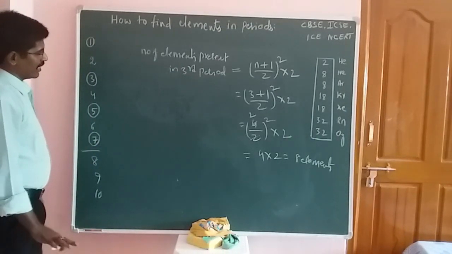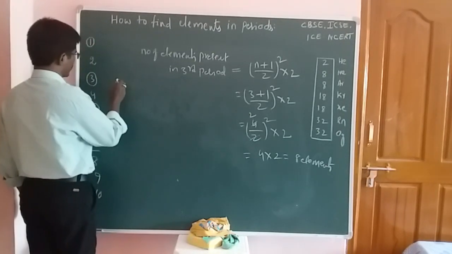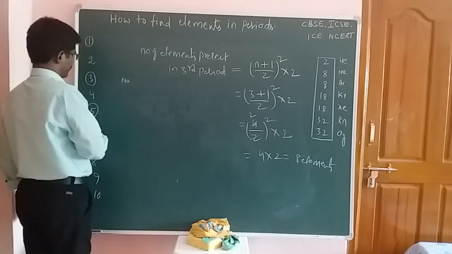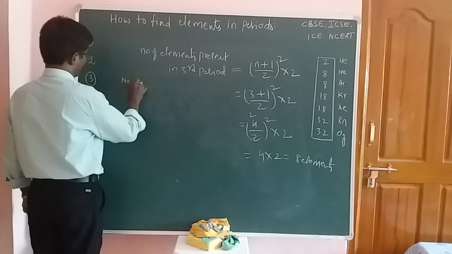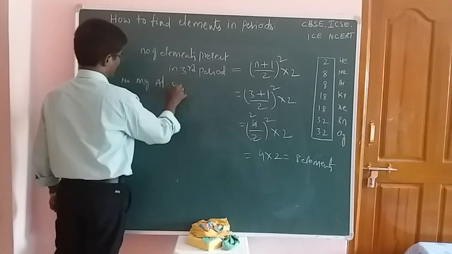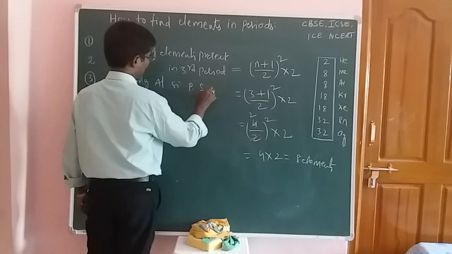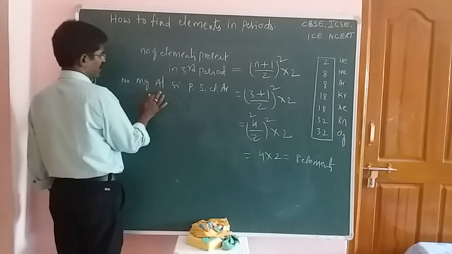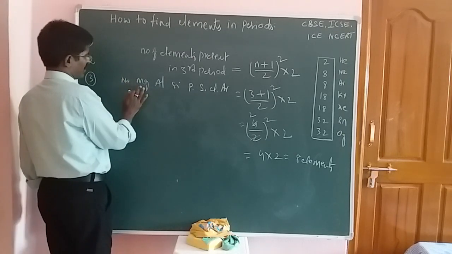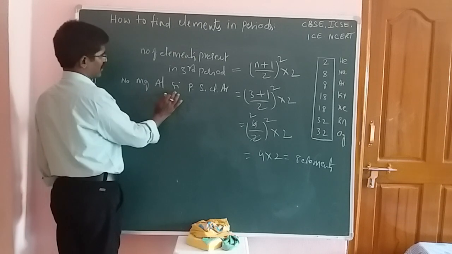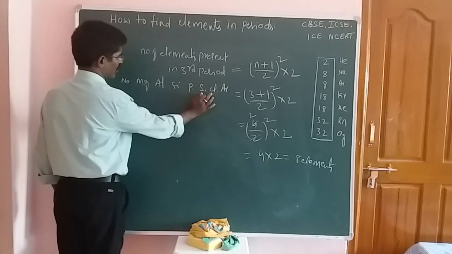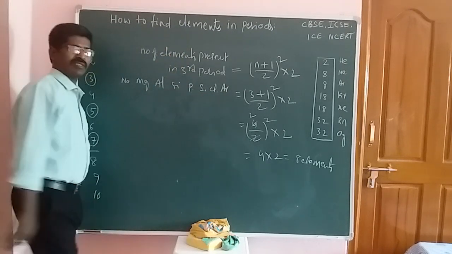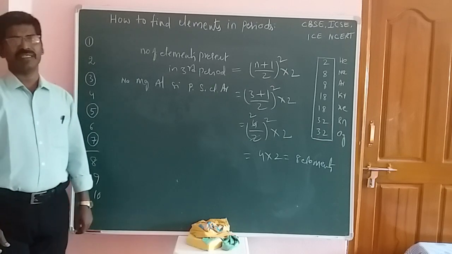Clear, students. Now in the third period, the element names are sodium, magnesium, aluminium, silicon, phosphorus, sulfur, chlorine, and argon. 1, 2, 3, 4, 5, 6, 7, 8. Okay, students, so these are the elements which are present in the third period.